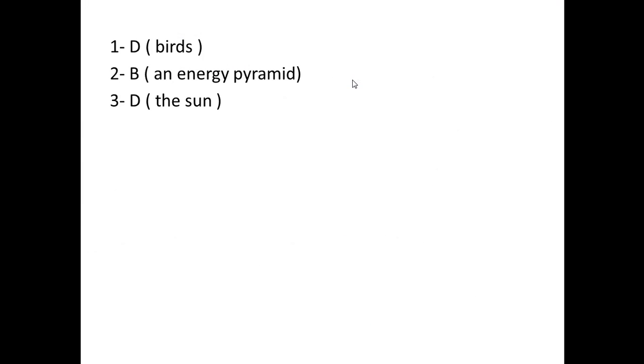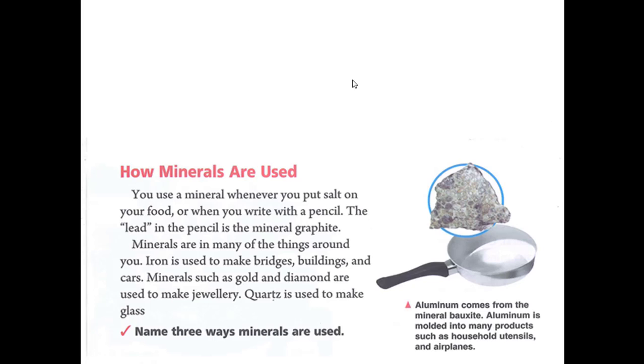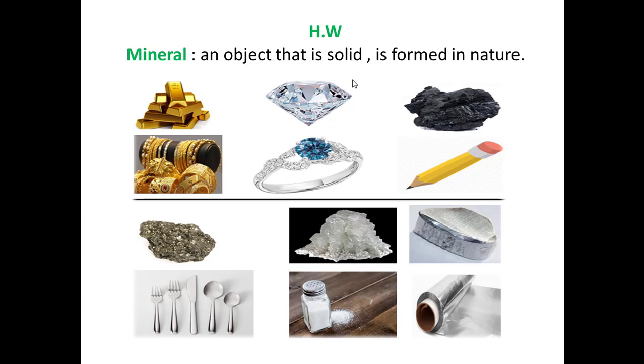After that, we solved the chapter review questions. After that, we studied what? We studied mineral. Mineral, an object that is solid, is formed in nature. Mineral like gold, diamond, like aluminium. Okay, mineral, an object that is solid, is formed in nature.